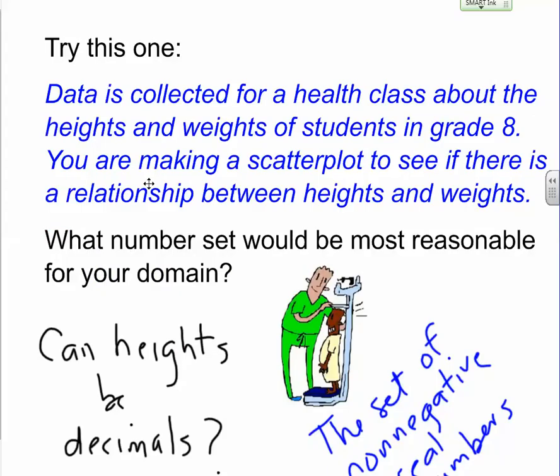So then you tried this one. If we were going to make a scatter plot to see if there's a relationship between the heights and weights of 8th graders, I said, think about this. Can heights be decimals? And you could have decimal numbers for height. So again, that would be the set of non-negative real numbers. So that's basically what we worked on today, was just understanding when you connect and when you don't connect.